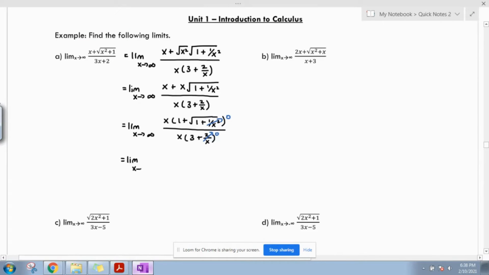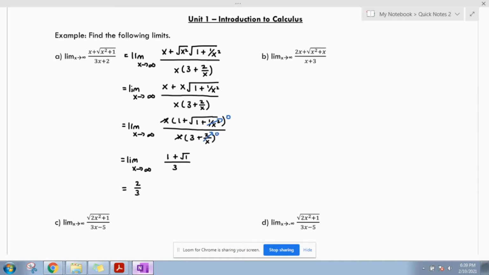Which means, technically speaking, I'm left with the following: the limit as x approaches infinity, and I realize I can also cancel out the x's. I forgot about that. So then I'm really left with 1 plus the square root of 1, over 3. If I simplify that, my limit is 2 over 3. So the limit as x approaches infinity of x plus the square root of x squared plus 1, all over 3x plus 2, equals 2 over 3.